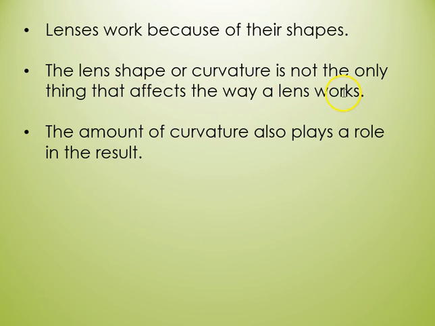The lens shape or curvature is not the only thing that affects the way that a lens works. Thickness can also affect the way a lens works, but the amount of curvature also plays a role in the result. So if you have just a slight curve, light will bend one way, but if you have a very deep curve, it will separate on a diverging lens and spread further outward.